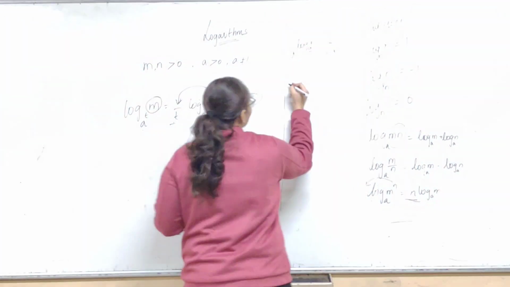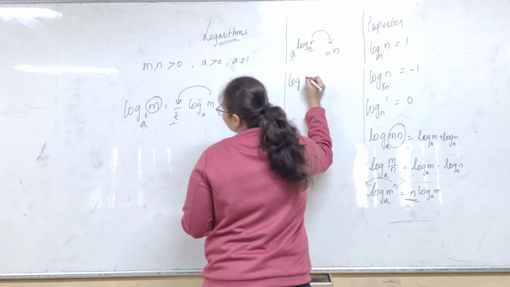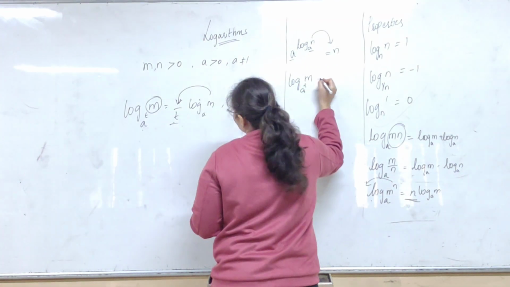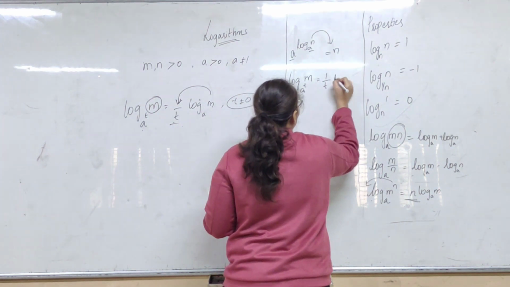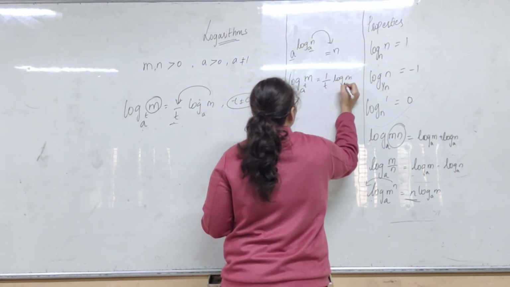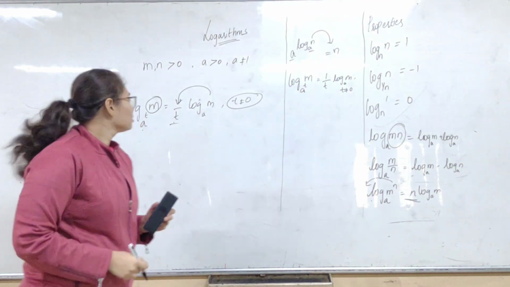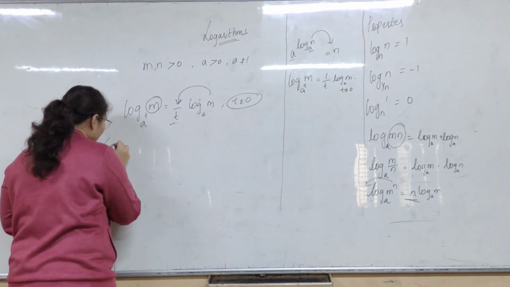So let's see. Log m to the base a power t is equal to 1 by t log m to the base a, where t is not equal to 0. So let's take an example.